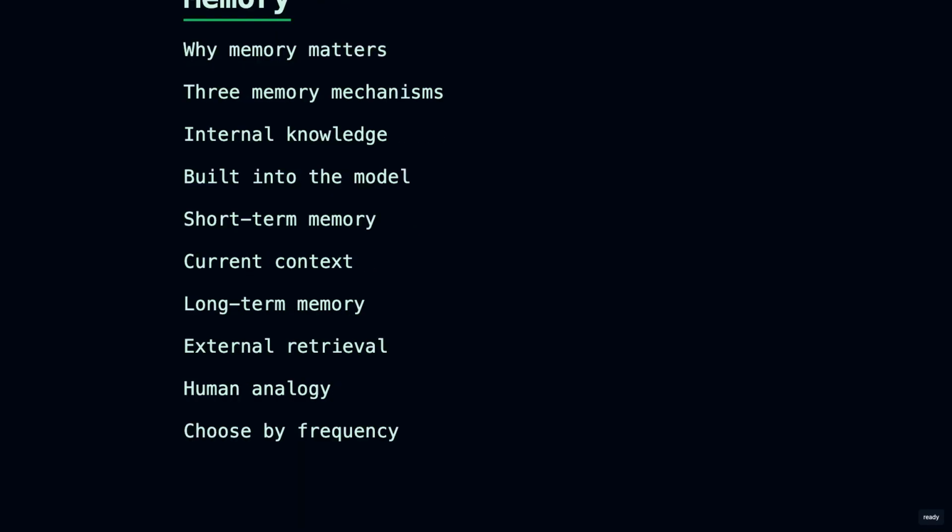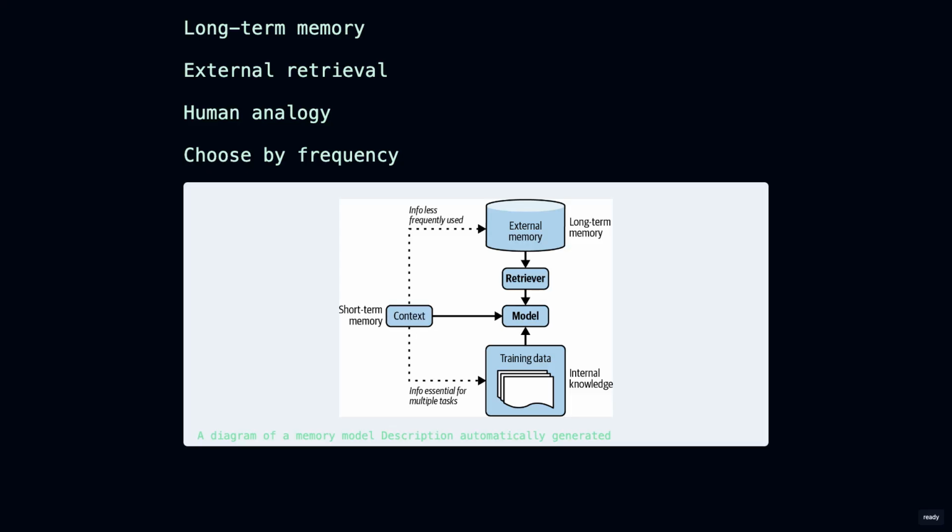So the storage choice depends on how often the information is needed. Core facts belong in the model, rare facts belong in external memory, and task-specific details belong in short-term context. This diagram shows the hierarchy clearly. Internal knowledge at the core, short-term memory for the active task, and long-term memory for information that must persist. Notice how the three layers support different access patterns.